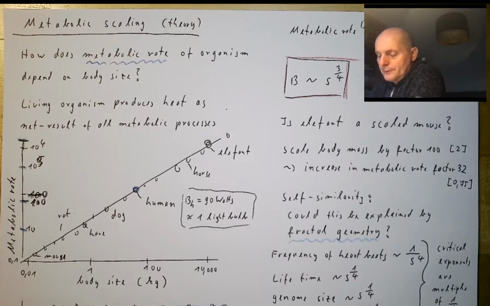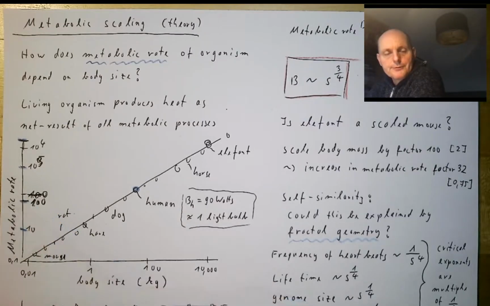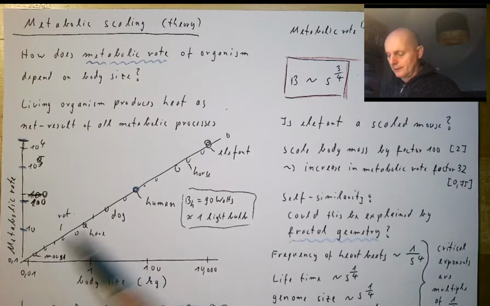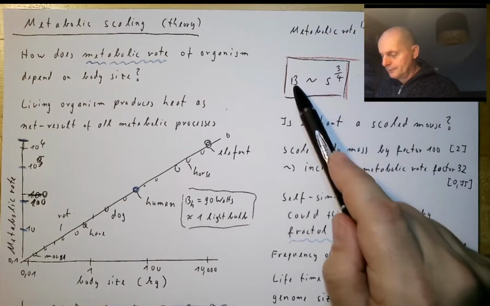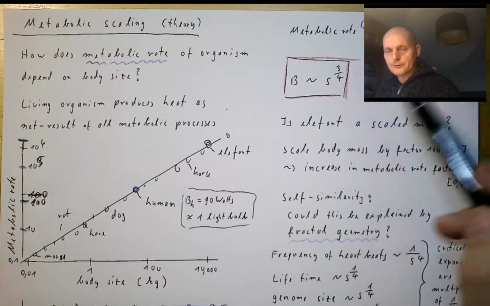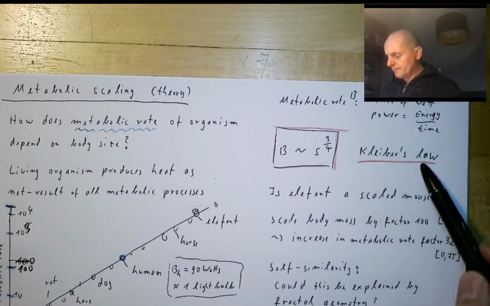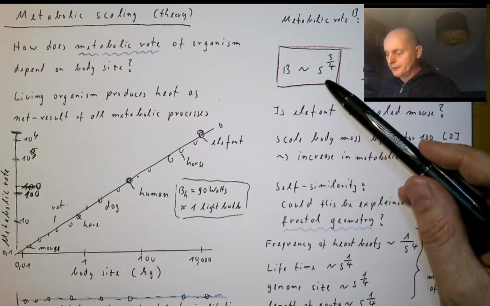So in the last video we looked at metabolic scaling. We looked at how the metabolic rate, so the energy produced by an organism, or in this diagram of a mammal, increases with its body size. And we saw the metabolic rate B increases with the body size to an exponent 3/4, which is Kleiber's law.